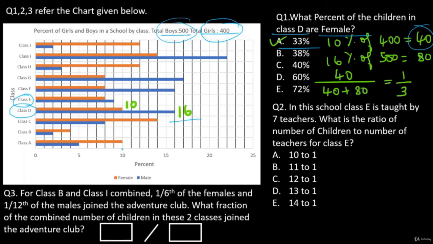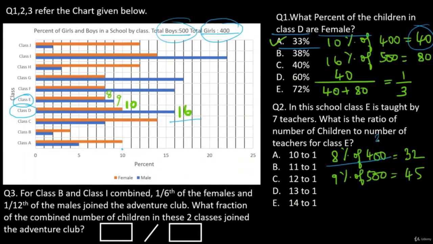So let me note that over here you have 8% of the girls in class E and 9% of the boys in class E. So 8% of 400, how much is that? That's equal to 32, right? And 9% of 500, that's equal to 45. So how do you do this? 8% of 400 is nothing but 8 by 100 into 400, right? So you get 8 into 4, which is 32.